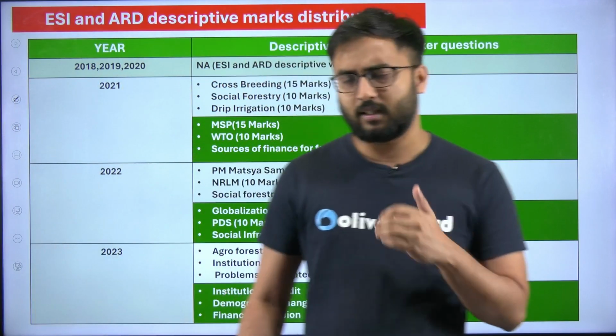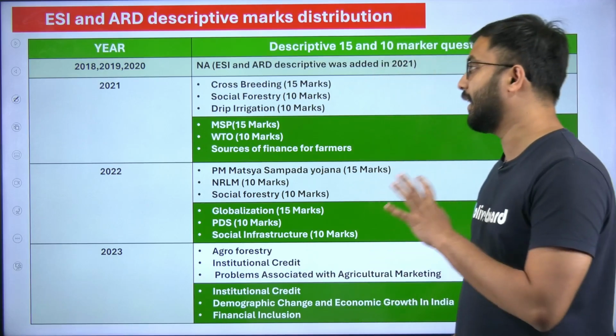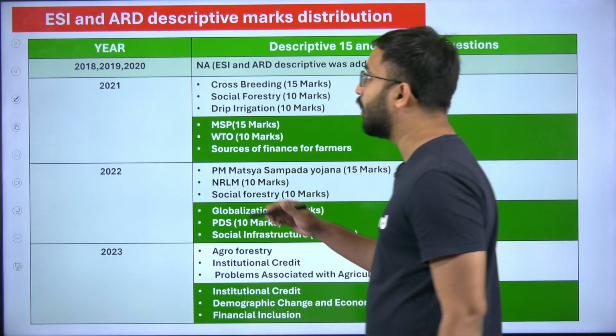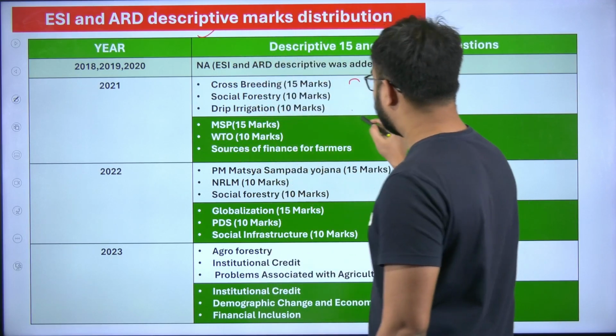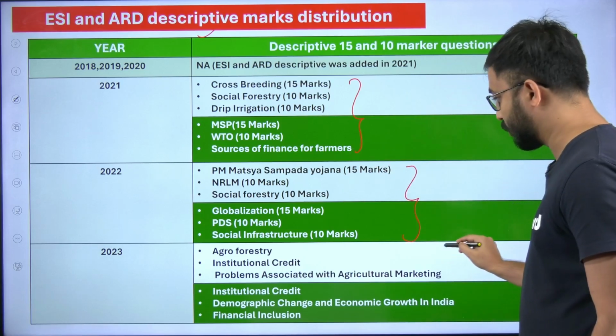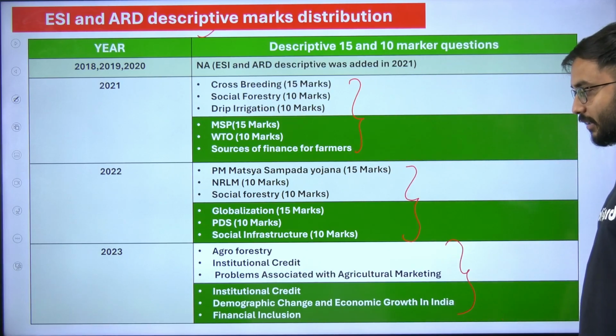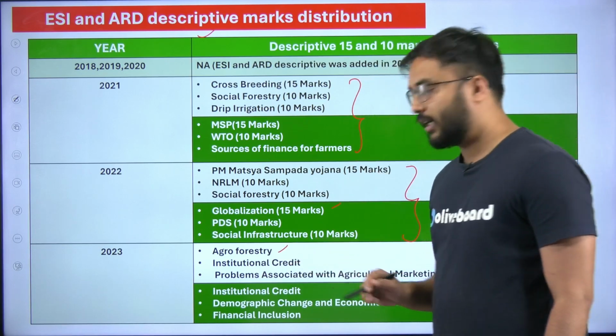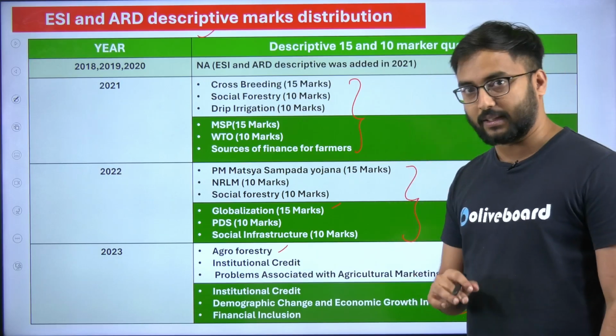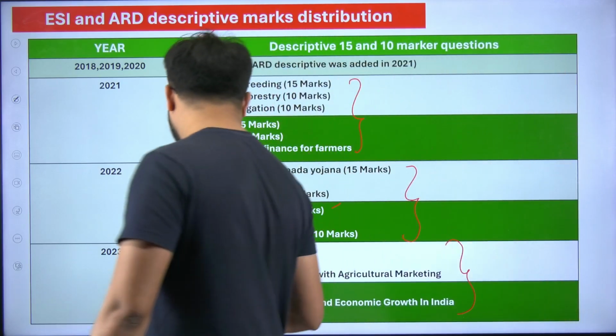Last year also, I had told the cutoff, which was exactly in the margins which I gave. If you look at ESI and ARD together, in 2021, these are the 6 questions. In 2022, these are the 6 questions. And in 2023, these are the 6 questions. Look at it, the first question and fourth question are for 15 marks and are always compulsory. So let us look at 2023, the latest paper.